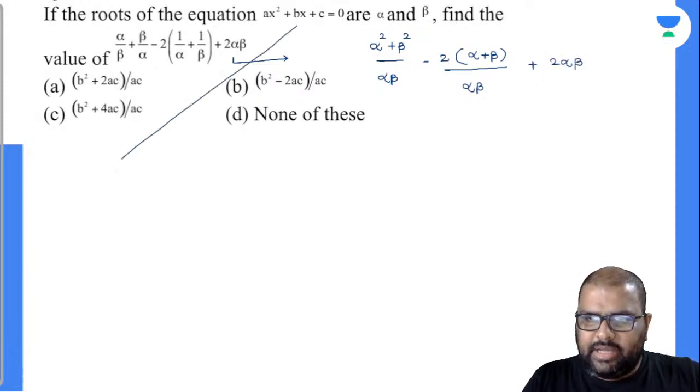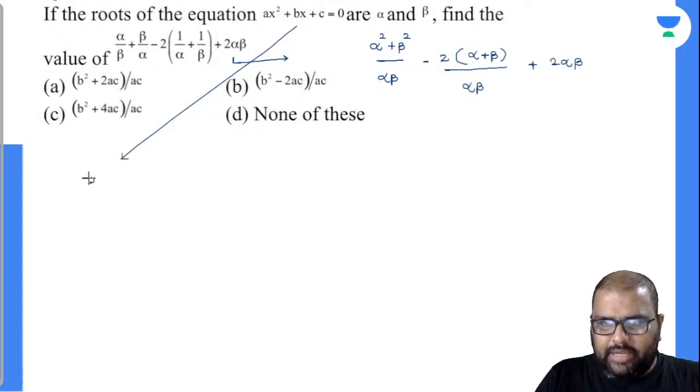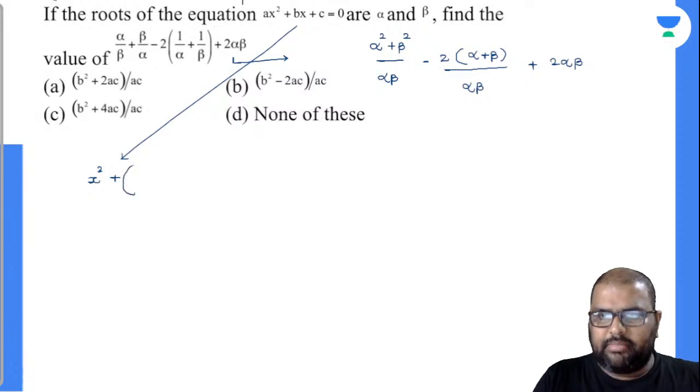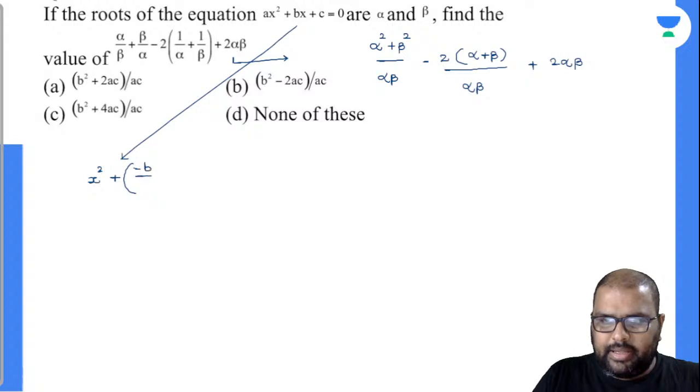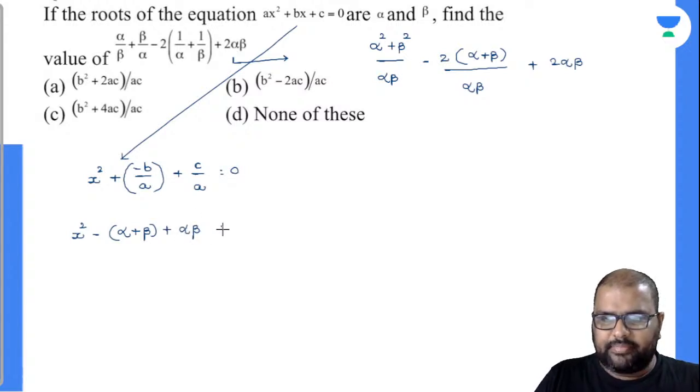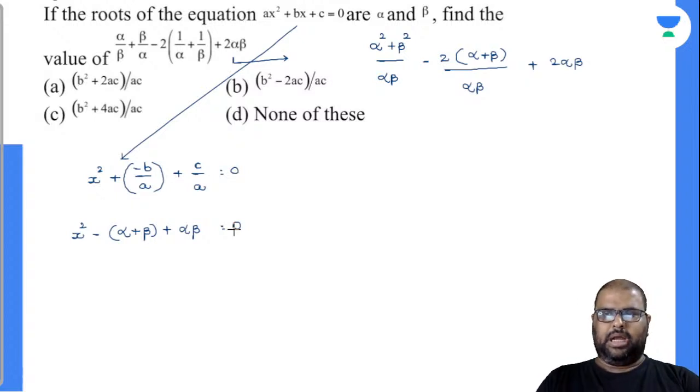And see, this is the equation. Can I write down my equation like this? x square plus, so my sum of roots will be minus b by a. Am I right or wrong? Minus b by a plus c by a is equal to 0. If alpha beta are the roots, this equation will become in this format: x square minus alpha plus beta plus alpha into beta. Am I right or wrong? Yes, perfectly. Done. Now closely observe there.